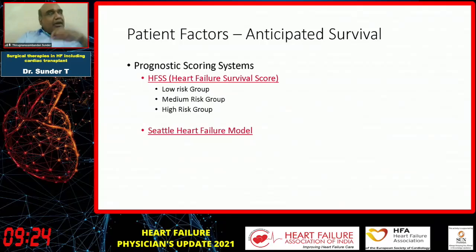I'm sure all of you can Google it, and you will find that it is a calculator which you can use in your clinic with the patient sitting opposite to you. You enter all the data. It gives you a predicted survival at 1 year. If the predicted survival at 1 year is more than 90%, you don't send him for a transplant. If the predicted survival is less than 80%, you think of a transplant.